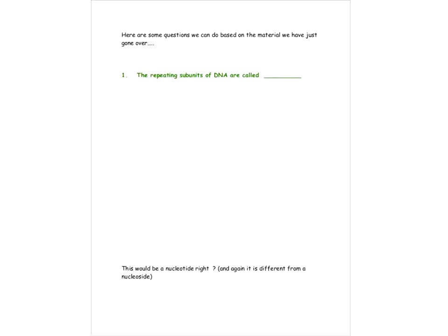Okay, moving on to the next screen, we've got a few questions now that have to do with the material we were just looking at. So the first question, the repeating subunits of DNA are called. So what do you think those subunits are called? They would be called nucleotides, right? And again, remember the difference between a nucleotide and a nucleoside.